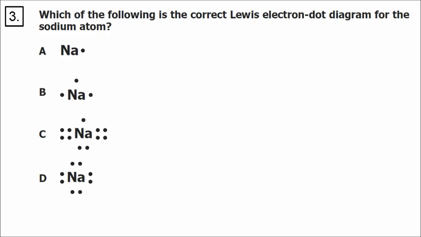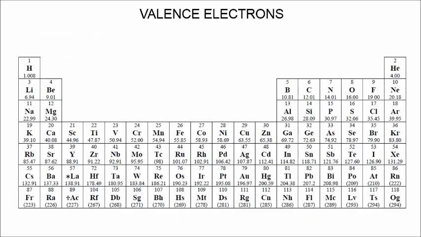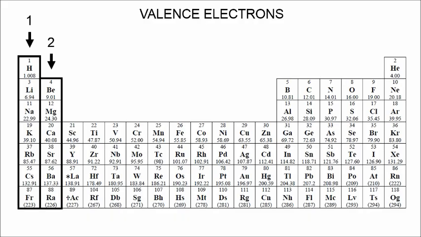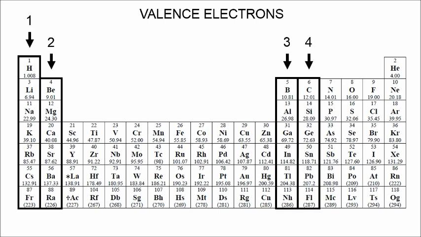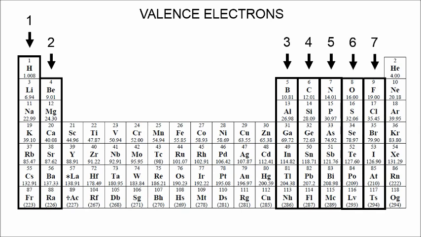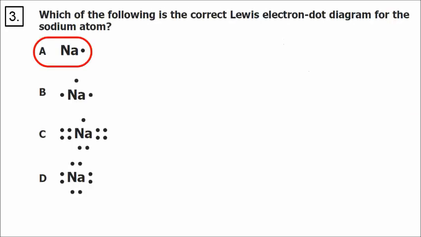In number 3, let's take a look at the pattern for valence electrons on the periodic table. The first column, group 1, has 1 valence electron, group 2 has 2, and then group 13, where boron is, has 3 valence electrons, and then 4, 5, 6, 7, and the noble gases, except for helium, all have 8 valence electrons. Now where is sodium? Well, sodium is in group 1, so it should have 1 valence electron, and therefore it has 1 dot in the Lewis electron dot diagram.